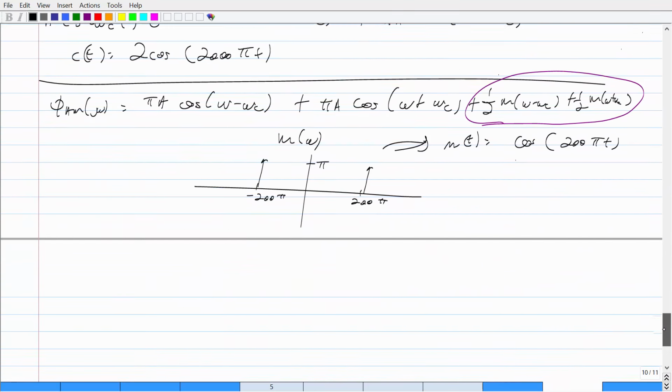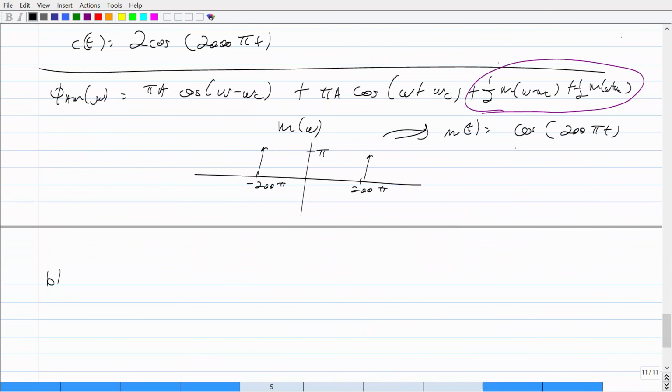B, determine the modulation index. Because this is a symmetric signal, you can use whichever definition you want. You can use the max and min definition, or you can just use the maximum peak. I'm just going to go ahead and use the maximum peak definition because this is a symmetric signal.